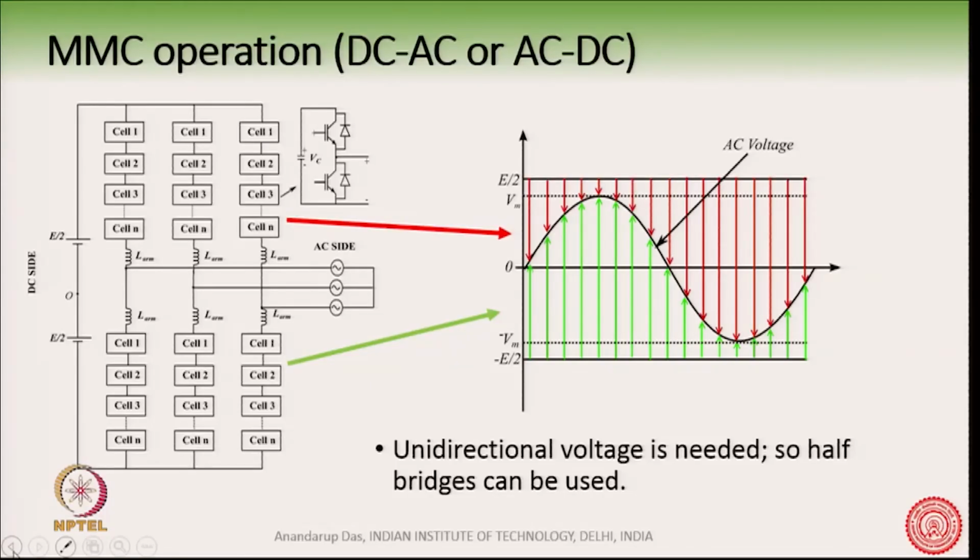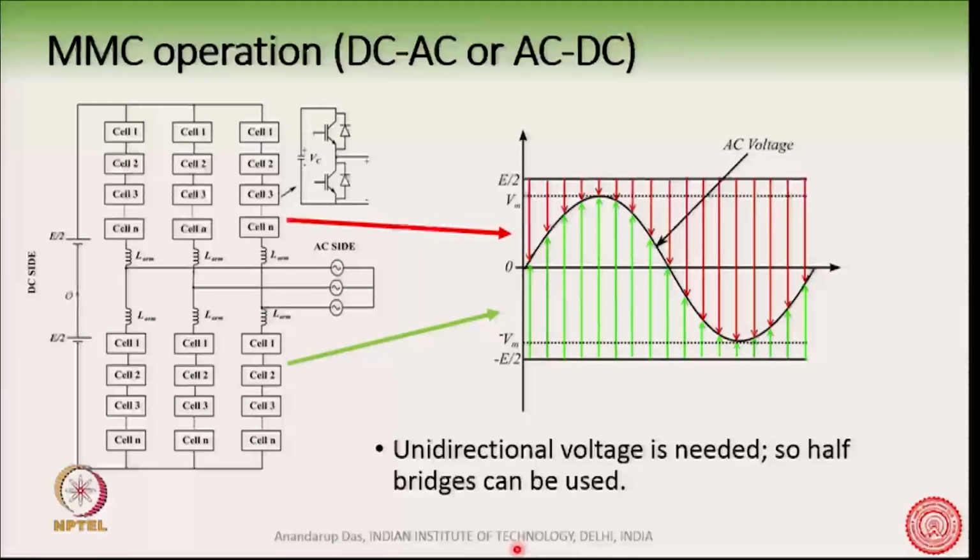Now, so far I was talking about MMC being used as a DC to AC converter. So, that is how we have analyzed this waveform. But now it is interesting to observe that suppose I have an AC to DC application, for example, the MMC is used as a rectifier in an HVDC application, then what do I need to do?